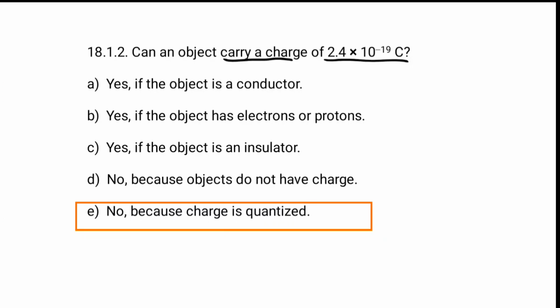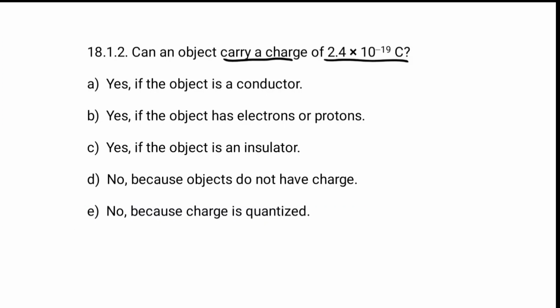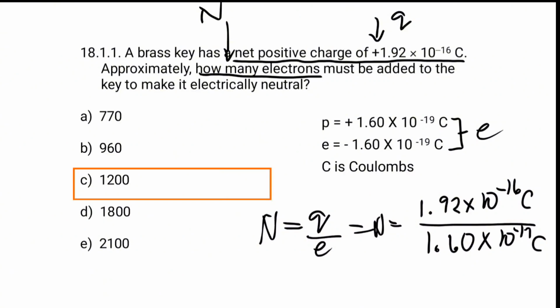Because the charge is quantized, it means that it does not vary. It has been quantized. So, again, an object cannot carry a charge of 2.4. It should be as is. What will be the charge of itself? It should always be 1.60.